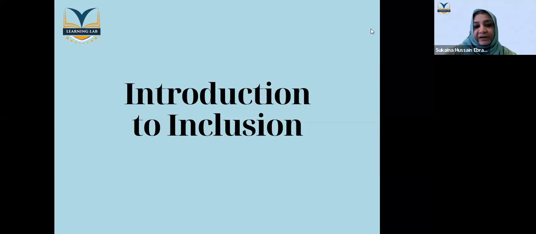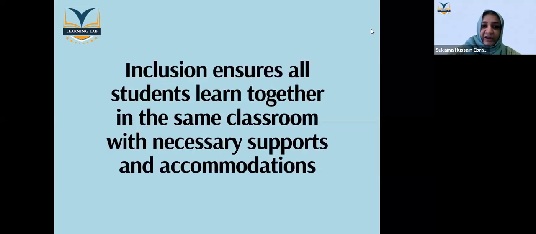That's something really deep, and there are a lot of terms that come under the umbrella of inclusion. Inclusion ensures all students learn together in the same classroom, of course, but whenever they need necessary support and need to be accommodated, it should be provided to them. Suppose there is a classroom with a majority of neurotypical kids and in between you have 2 or 3 neurodivergent kids, what should your strategy be?